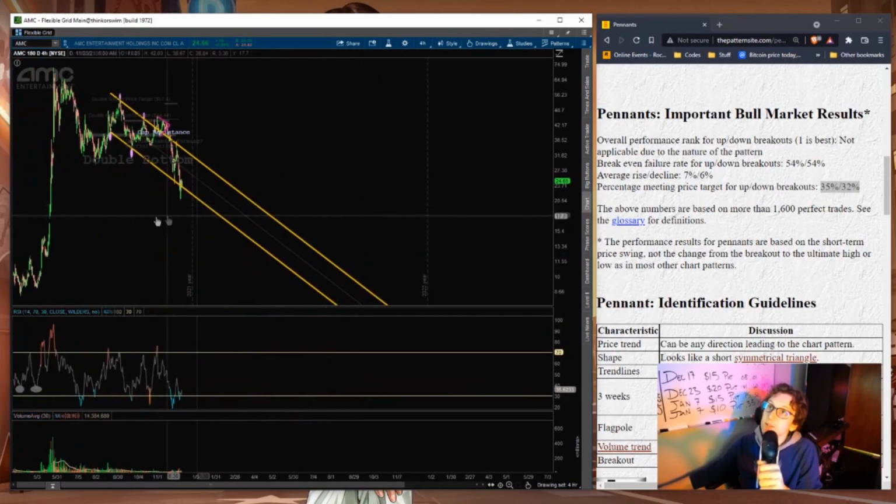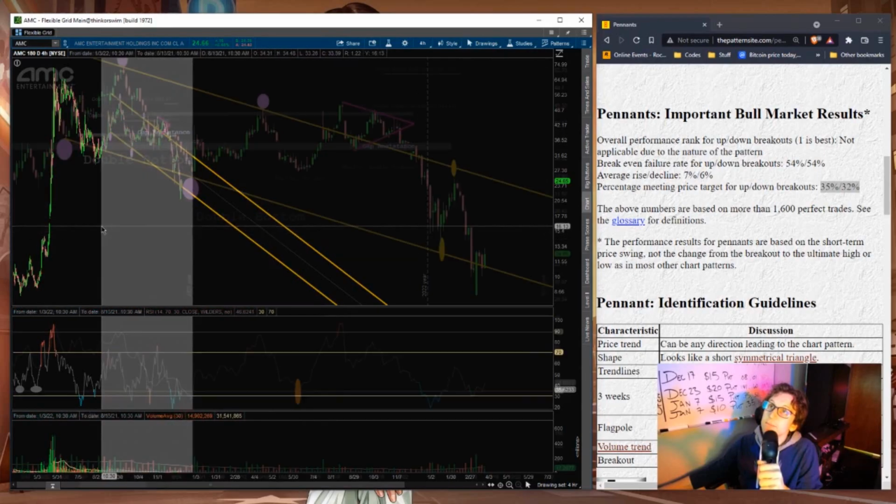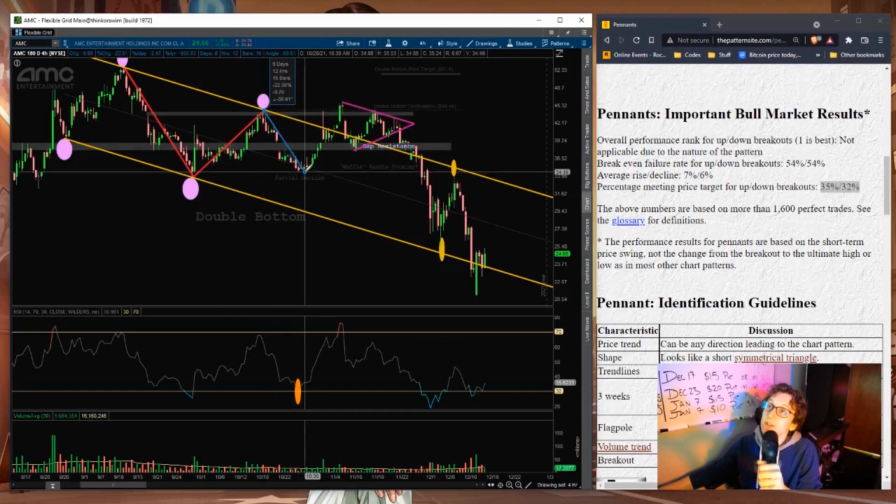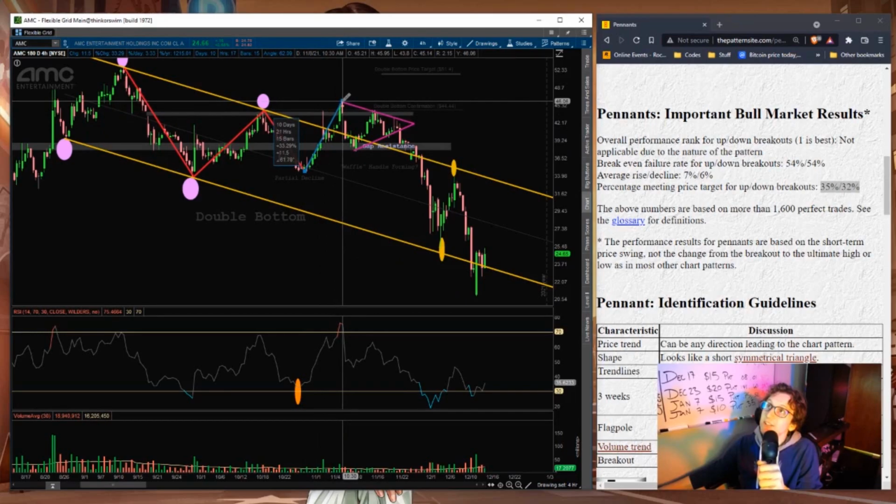Okay, let's zoom over, and I'm going to zoom in. This was the double bottom that we saw last that broke, and it did occur at the top of this downtrend. This downtrend started in September. It was like months ago. We've been in a downward pattern for a very long time.